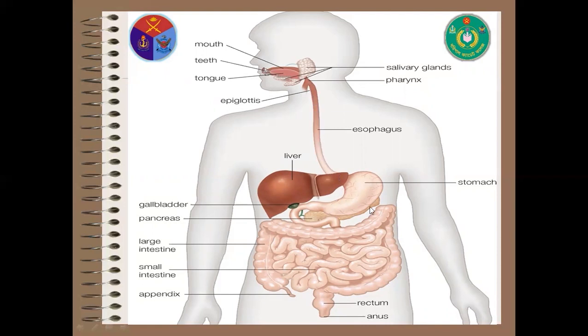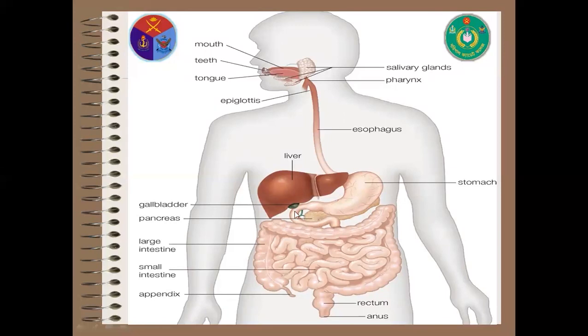Then stomach is a bag-like structure, and here is one sphincter that is called cardiac sphincter, because this portion is situated near the heart, so it is called cardiac region. And there is another valve or sphincter present in the lower part of stomach. This is called pyloric sphincter, and a coil-shaped structure present is called small intestine.